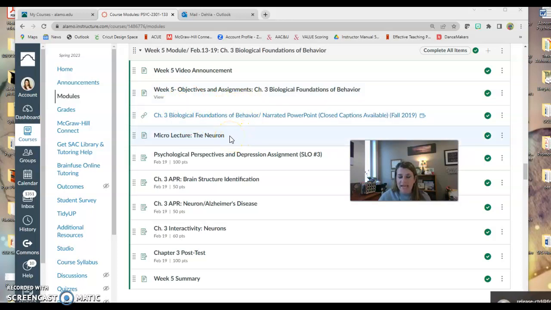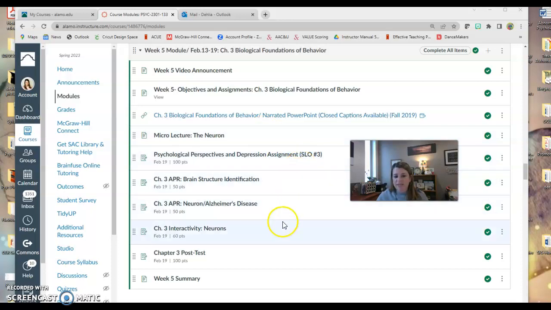So you have in the module your narrated PowerPoint. I've also done a micro lecture on the neuron. I know the neuron can be a little daunting if it's your first time learning it, so I've spent some extra time in this micro lecture explaining the neuron to you. And then of course, reading chapter 3 in your textbook. Those are to prep you for the assignments coming.